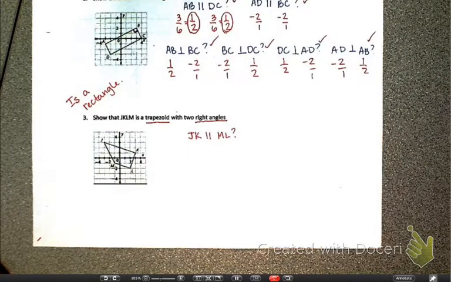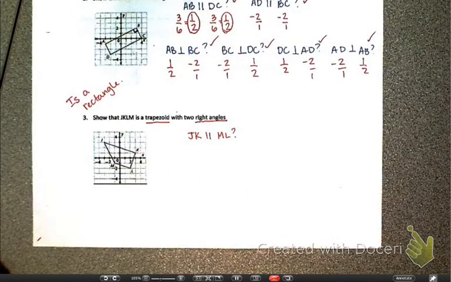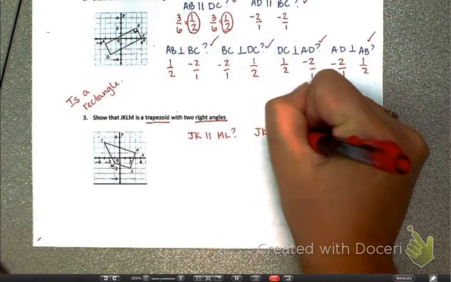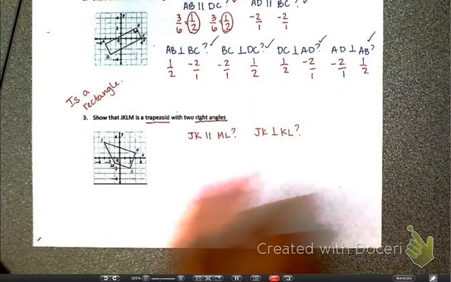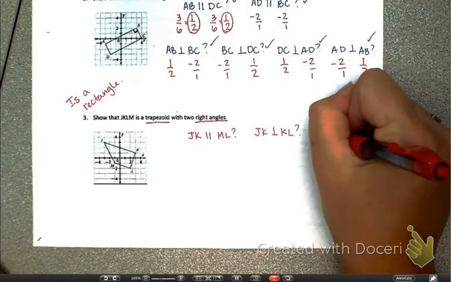How would I do that? What creates right angles? Perpendicular lines. So what two lines create angle K? JK needs to be perpendicular to KL. And then what two lines create angle L? KL and LM.